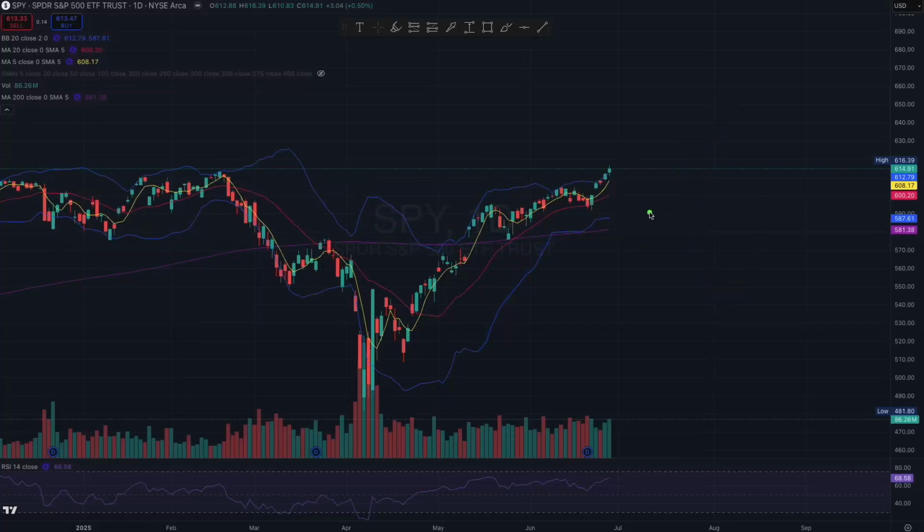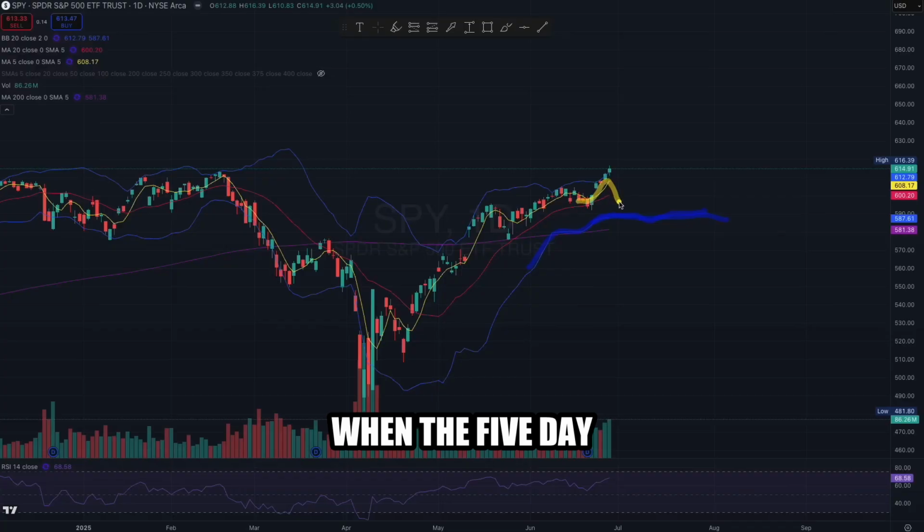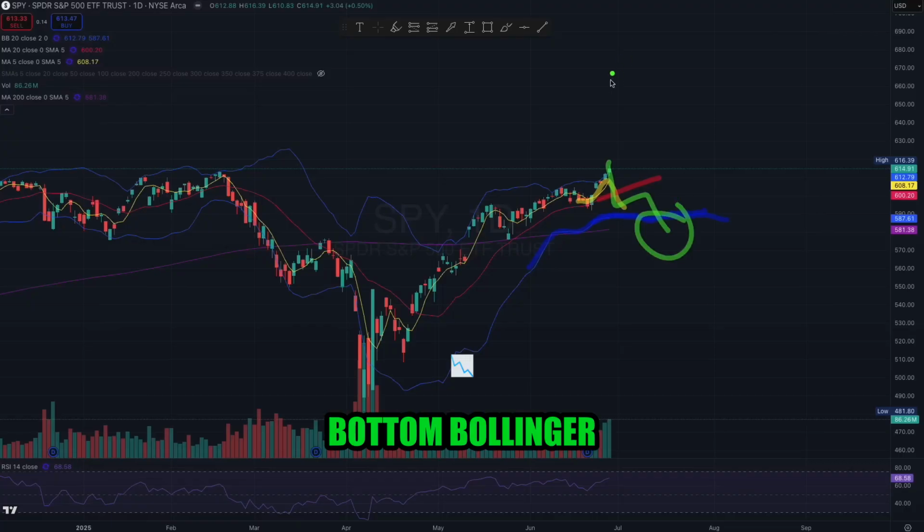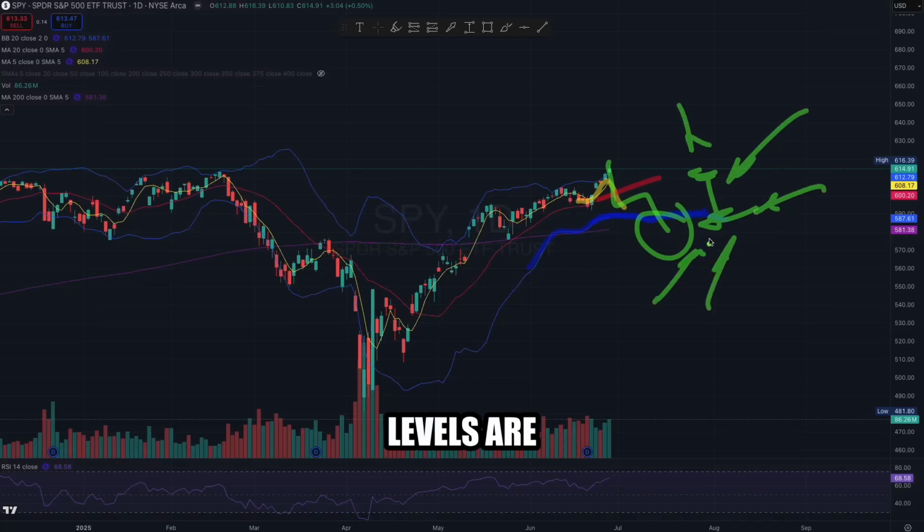Up or head down, this will be very good liquidity where the bottom Bollinger is. Now remember, bottom Bollinger retest only happens when the 5-day crosses below 20-day. This will be an obvious target where the bottom Bollinger is. So you have to know where your key levels are if you want to hedge this very firmly.